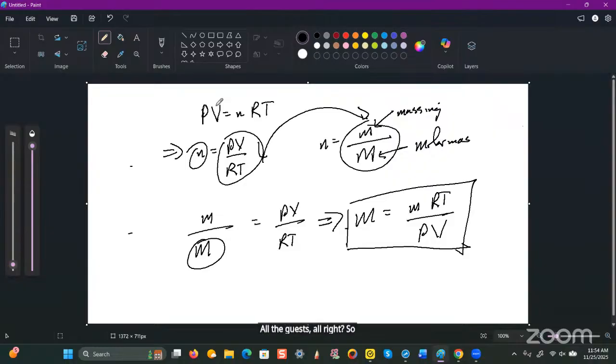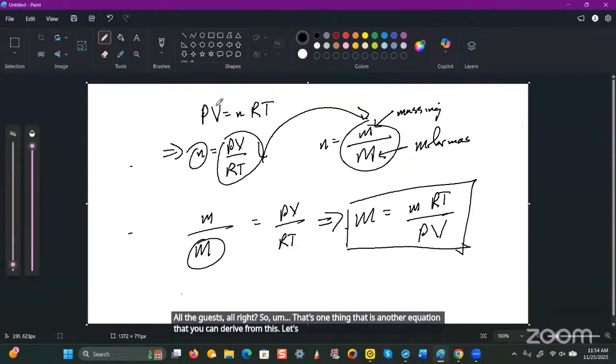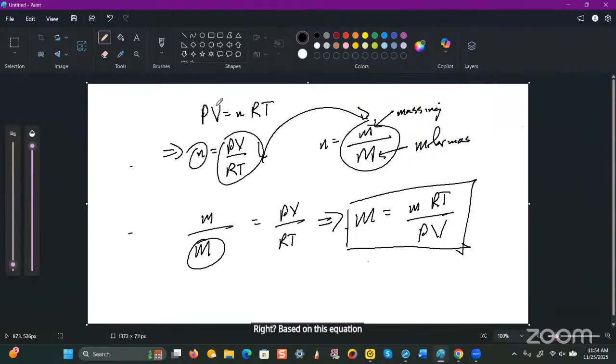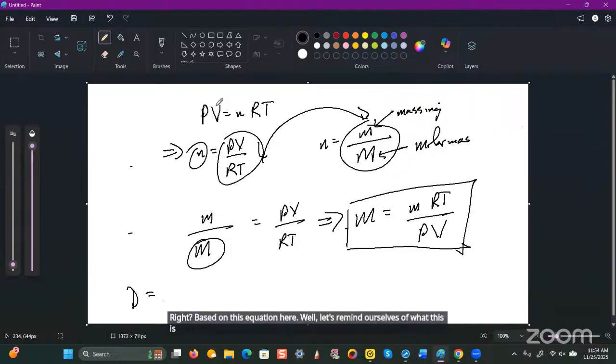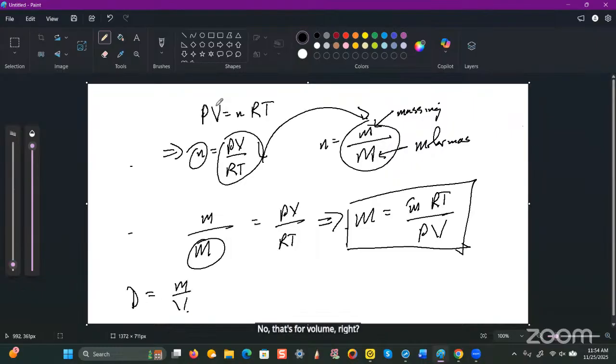So that's one thing. Now there's another equation that you can derive from this. Let's say you want to find the density of a gas, based on this equation here. Well, let's remind ourselves of what density is. By definition, density is mass over volume, right? Here we have the mass, here we have the volume.